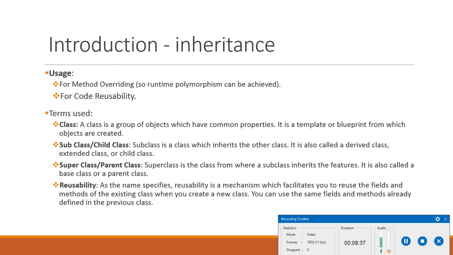The terms which we are going to use are class, subclass, child class. It is also called a derived class. Superclass, parent class. It is also called the base class, and reusability. So class, as we know from the previous course, is a group of objects which have common properties. It's a blueprint from which objects are created. Child class or the subclass is a class which is inherited from the other class. It is also called a derived class. It is also called an extended class, child class.